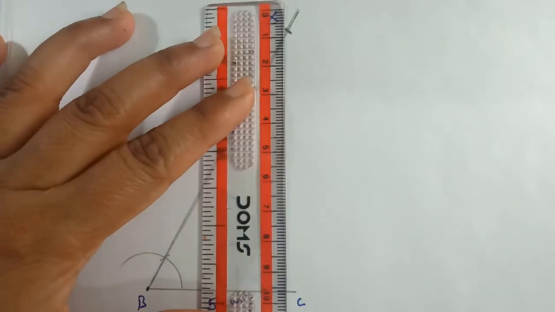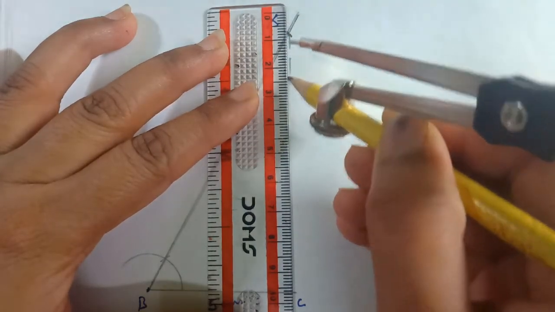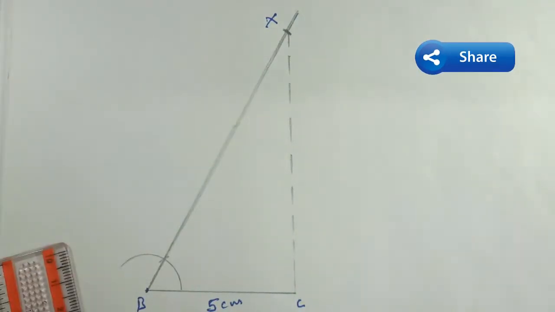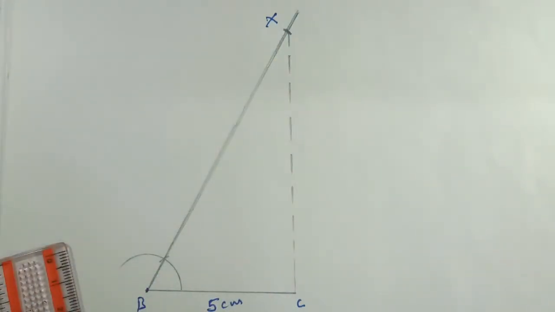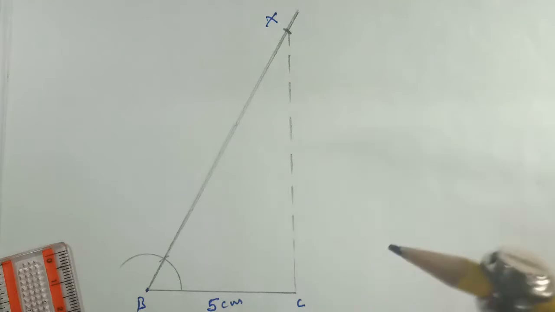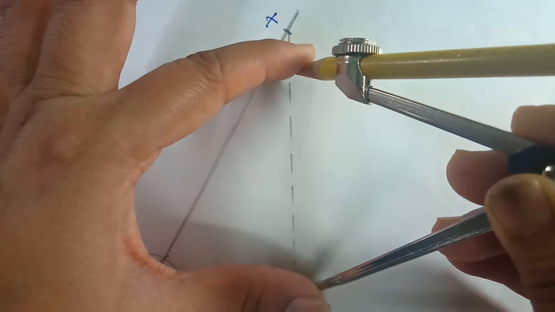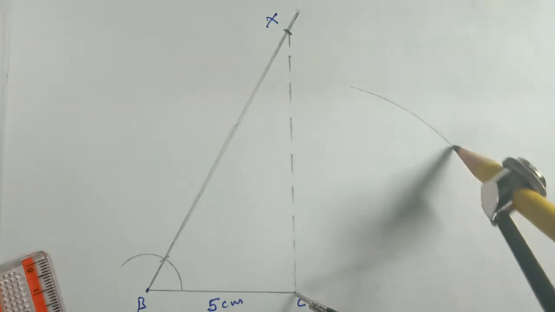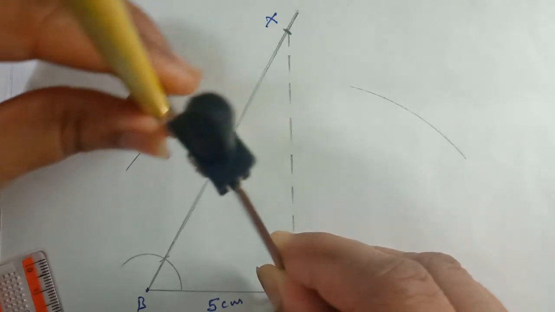Now what you have to do is join the point X and the point C. Now the main process for getting the point A. First of all, we have to join it using a dotted line. Now draw the perpendicular bisector of this line. For this, just open the compass, keep the compass at point C. The compass should be more than half the measurement of the line and make an arc on both sides of the line.